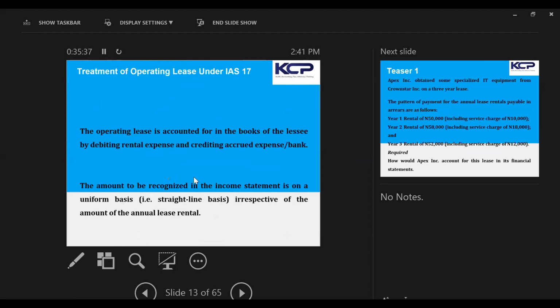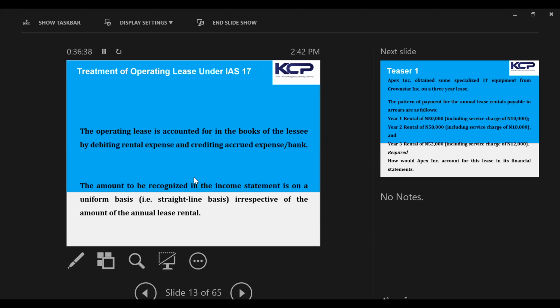Now, the operating lease is accounted for in the books of the lessee by debiting the rental expense and crediting the accrued expense or bank. Now, I need to make some clarification here. Most of the time when we are accounting for leases, we pay more attention to the books of the lessee. It is so because the major complexities we have are in the books of the lessee rather than in the books of the lessor. But that is not to say tomorrow you may not have a lessor as a client, or you may not be working for a lessor. So if we don't talk about it, it then brings problems. So in most of the issues we'll be looking at, we look at what happens in the books of the lessor and what happens in the books of the lessee.